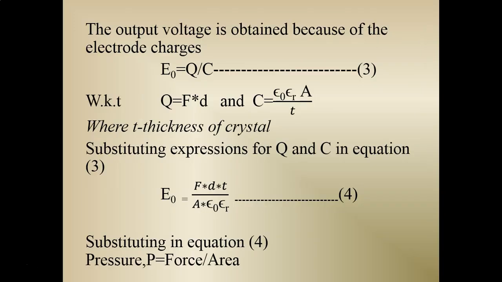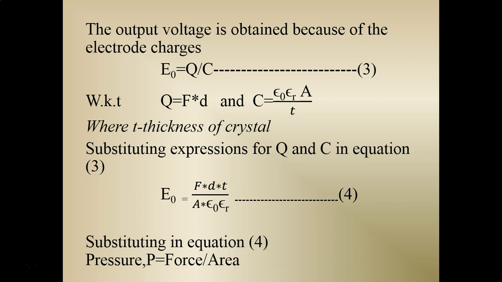The output voltage because of the electrode charges is given by E naught equal to Q by C. Already we have seen Q is F into D, and the capacitance C is given by epsilon naught epsilon R into A divided by T, where T denotes the thickness of the crystal. Substituting these expressions in equation 3, we get E naught equal to F into D into T divided by A into epsilon naught epsilon R.